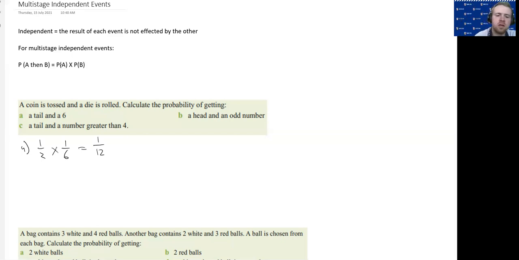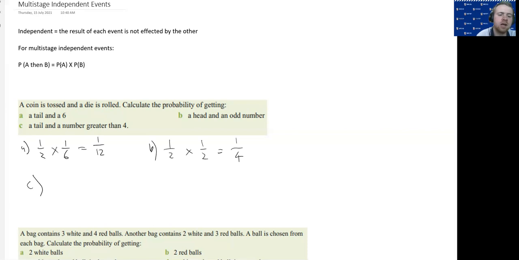You get your probability of the total event. For B here, a head and an odd number. So the probability of getting a head is a half as well. Probability of getting an odd number, 1, 3, or 5, is a half, so 3 out of 6. So we end up with 1 over 4 as our probability of that.